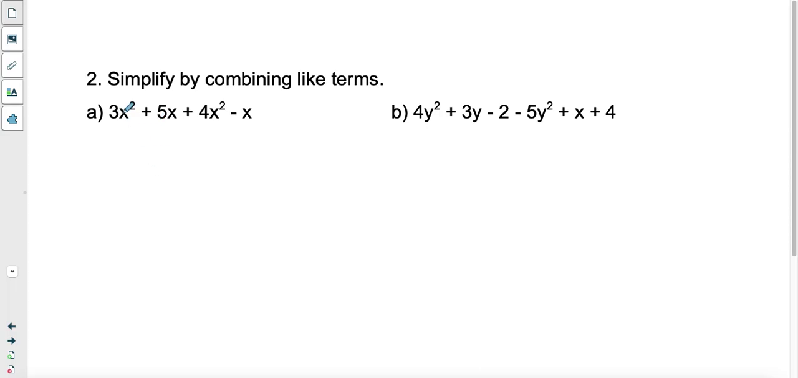So in part A, we have 3x squared plus 5x plus 4x squared minus x. Again, we need to start by identifying what are the like terms here. Well, I can tell 3x squared and 4x squared are like terms, right? Because they both have an x squared. Also, 5x and negative x are also like terms because they both have an x.